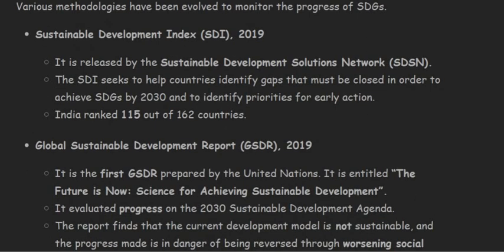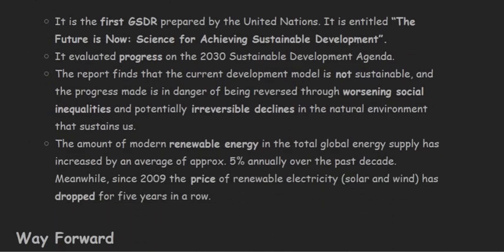Various methodologies have been evolved to monitor the progress of SDGs. Sustainable Development Index, SDI, 2019. It is released by the Sustainable Development Solutions Network, SDSN. The SDI seeks to help countries identify gaps that must be closed in order to achieve SDGs by 2030 and to identify priorities for early action. India ranked 115 out of 162 countries.